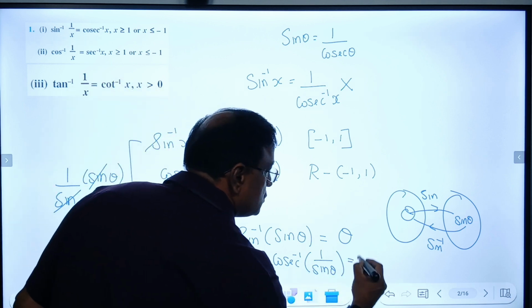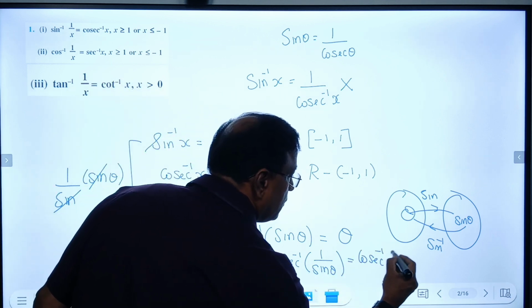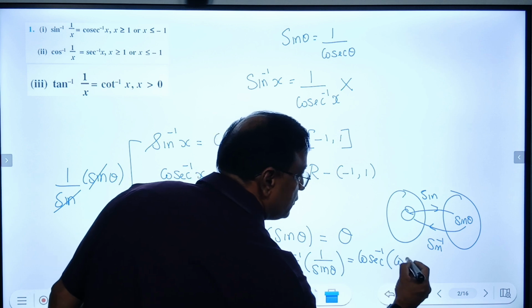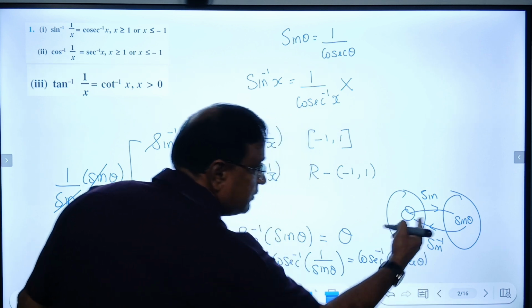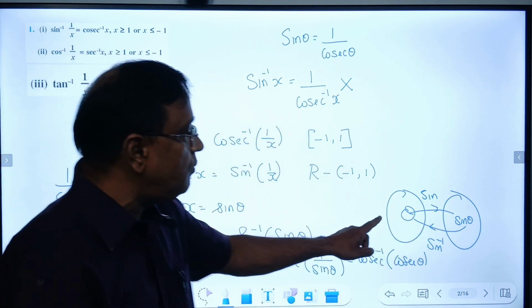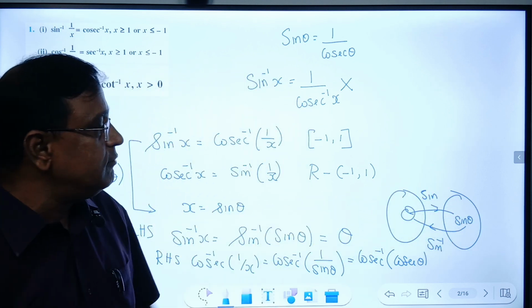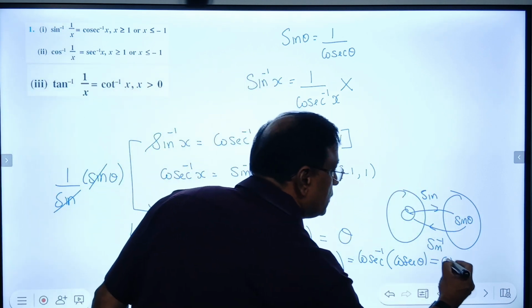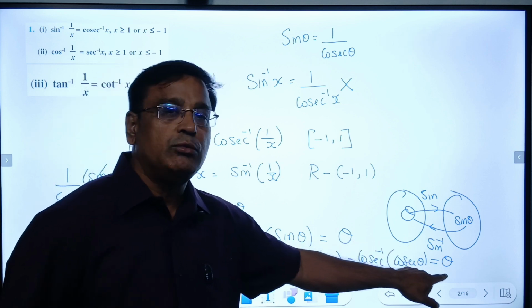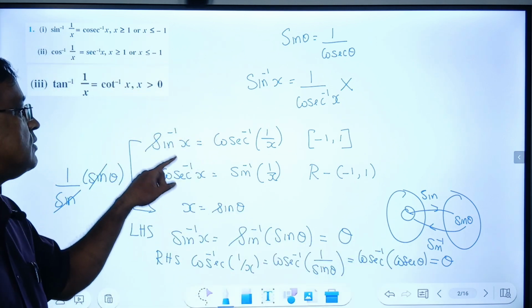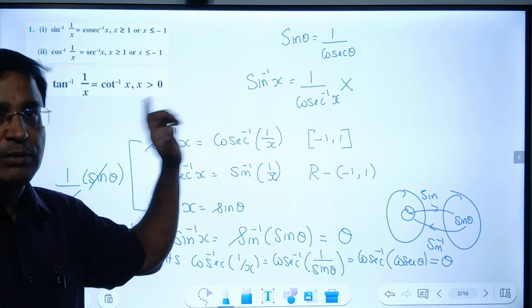Which is the same as cosecant inverse of, what is 1 by sine? Sine is cosecant. Now using the same logic, you go with cosecant, come back by cosecant inverse, and you get back the theta. So clearly you can see the left hand side is equal to the right hand side. Therefore sine inverse of x is equal to cosecant inverse of 1 by x.